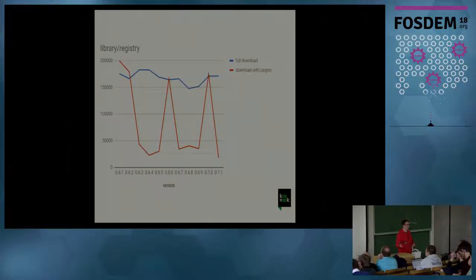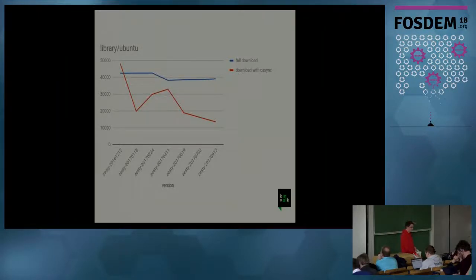And I can compare that to what happens if I use CAsync to download all of the versions one after the other. So for the first download, I see using CAsync doesn't save anything. It's actually a little bit worse because I don't have anything in the cache yet. But after the third version, I see I saved quite a lot of network bandwidth. I don't have to download so much, presumably because the content didn't change that much. Sometimes I see that I have to download everything, probably because it's a major version, or a lot of things changed, so there is not much to win.